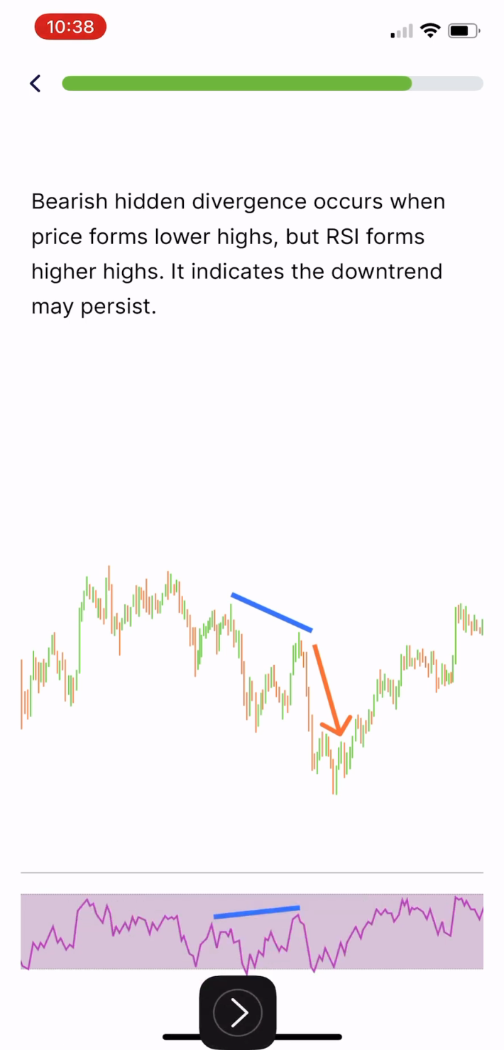Bearish hidden divergence occurs when price forms lower highs, but RSI forms higher highs. It indicates the downtrend may persist.